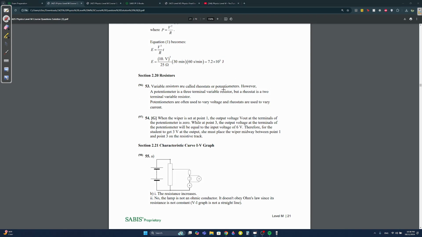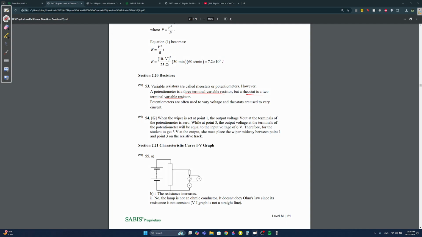So they're both variable resistors. But what's the difference? A potentiometer is a three-terminal, but a rheostat is a two-terminal. If you remember in my notes, I drew it for you. Potentiometer had three terminals, X, Y, Z, and rheostat was just two terminals, one here, one here. You drag it along.